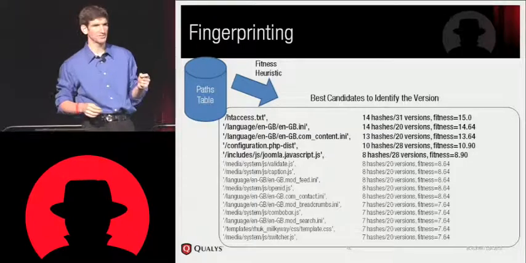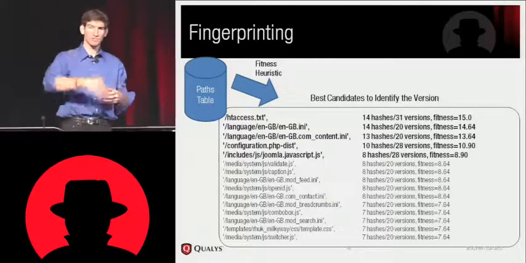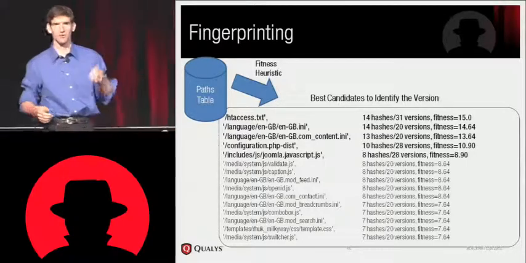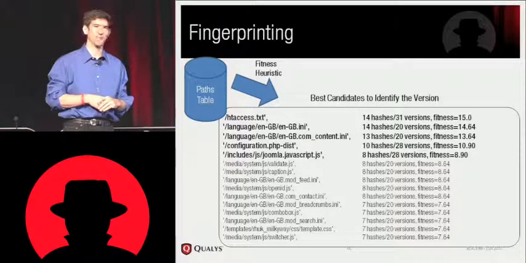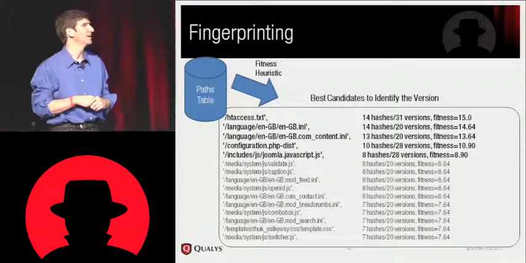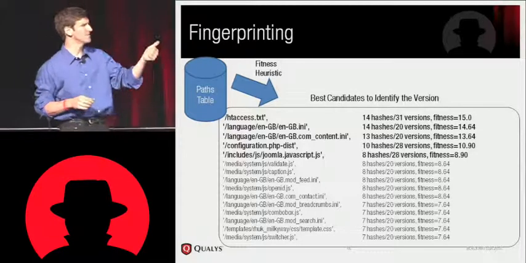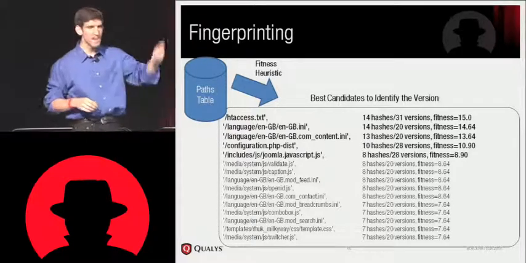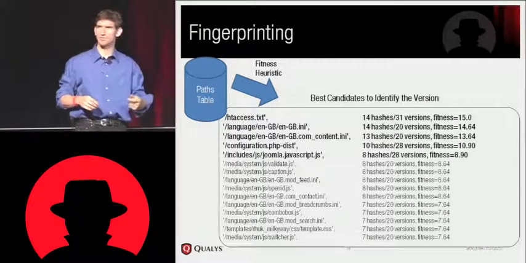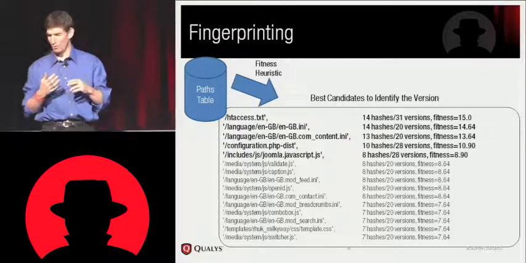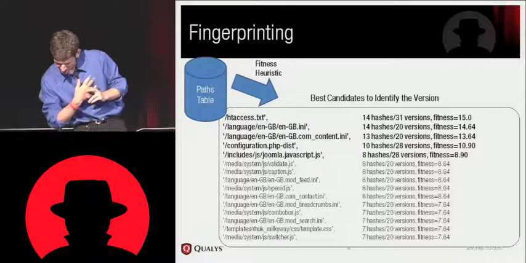So we want to pick files that are present in many versions, because we request it, and if we get a 404, that hasn't helped us. It's helped us a little bit. We know it can't be any of the apps that actually contain that. But we want to find files that exist in many versions and also have changed from version to version to version. So you can sort of think logically, things like change log or what else do we have in here?